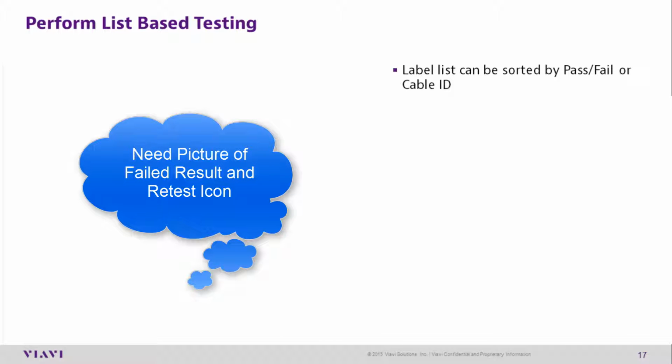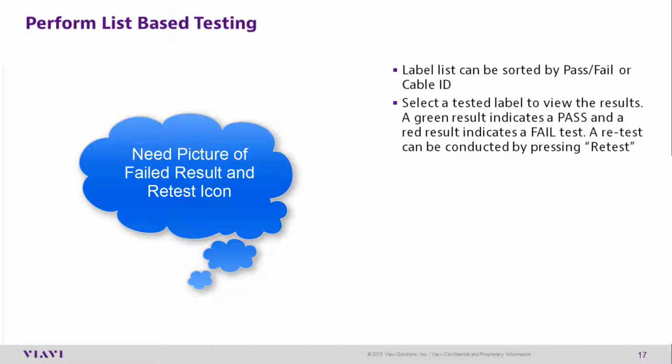Label lists can be sorted by pass-fail or the cable ID. Select a tested label to view the results. A green result indicates pass, and a red result indicates fail. A retest can be conducted by pressing Retest. Press the Auto Test button to return to the list.